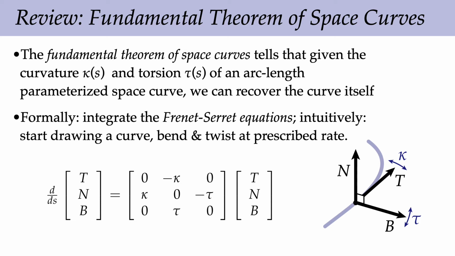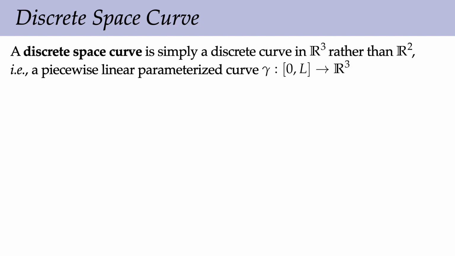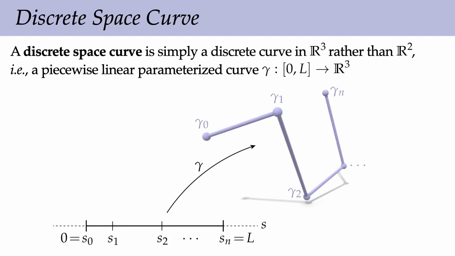So for a discrete curve, we're going to have an analogous theorem, right, that we're going to be able to recover a discrete space curve just from its discrete curvature and discrete torsion. But we're going to say it in a slightly different way. Okay? But just to start, let's define what we mean by a discrete space curve. So we'll say a discrete space curve is simply a discrete curve in R3 rather than R2. We're really not changing anything about our definition except the dimension of the vertices of the curve. Right? As before, we'll say gamma sub i is gamma of s_i.